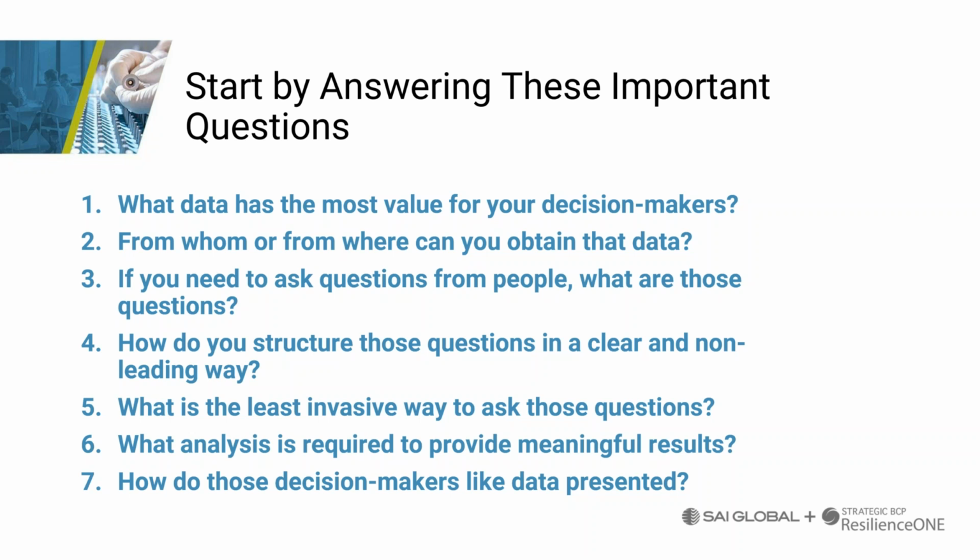Once I've answered those questions, we'll go over a couple of specific questions around the particular metrics a little later. Once we've defined what those are, we ask from whom or from where can we obtain that data? I say whom or where because you can ask people or you can get it from data that's stored, the secondary data. The data might be in an annual report or in internal reporting that you have. So where can we get that? If you need to ask questions of people, what are those questions? And how do you structure them in a clear and non-leading way?